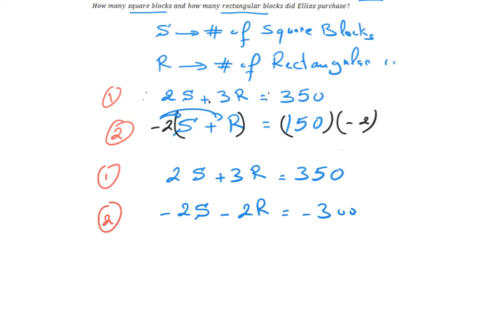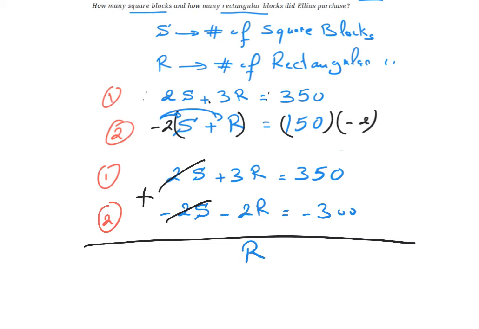So if I add both equations here, I can cancel 2s with -2s, and 3r minus 2r will be 1r, or r. And 350 minus 300 will be 50. Now I got R, which is the number of rectangular blocks. So Elias purchased 50 rectangular blocks.